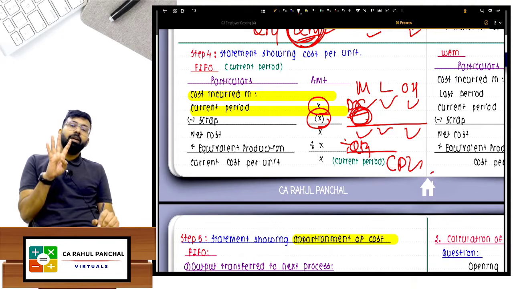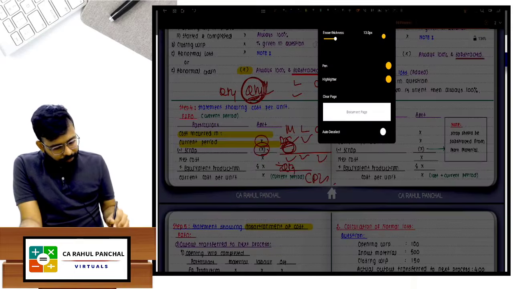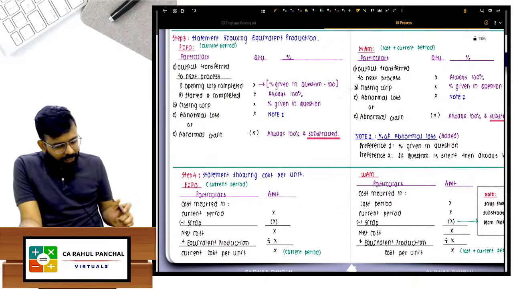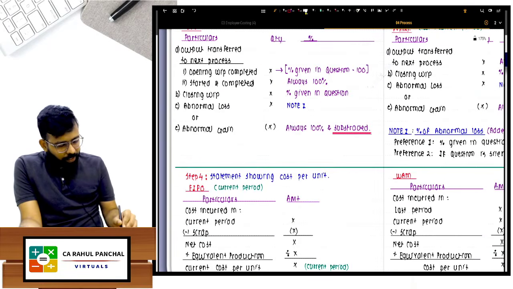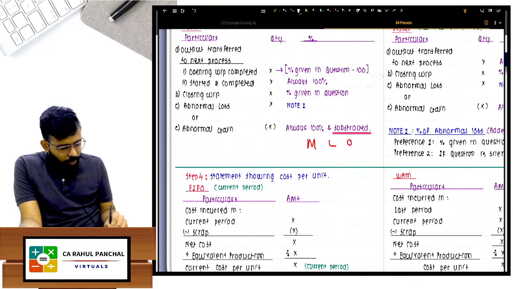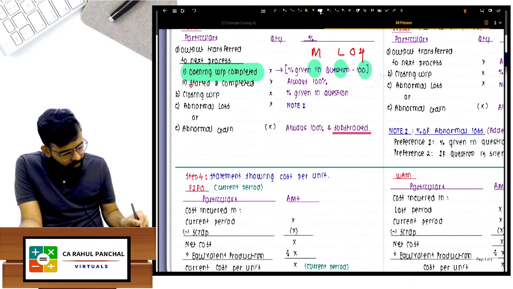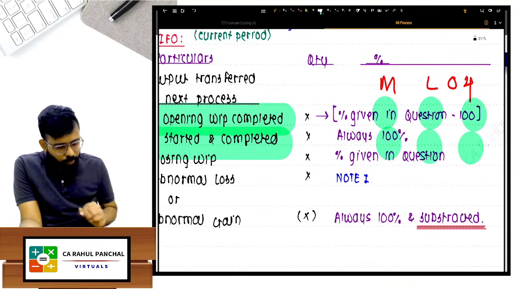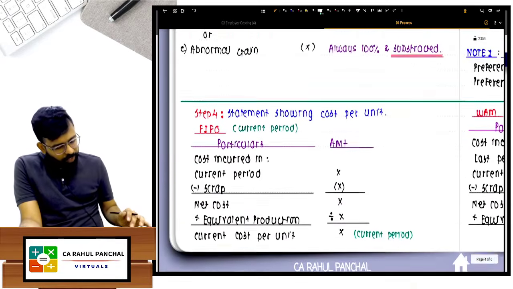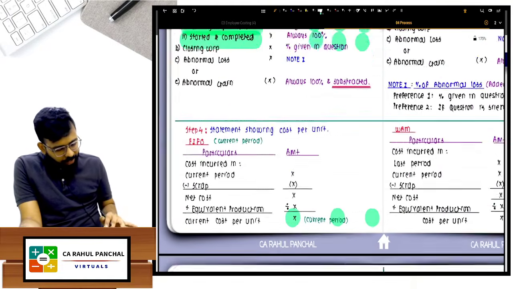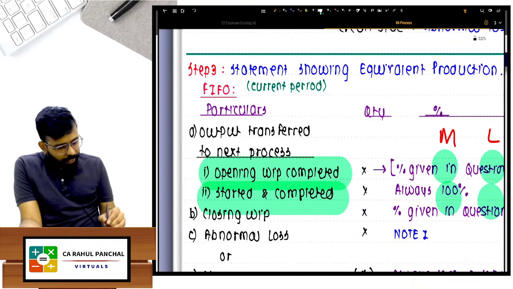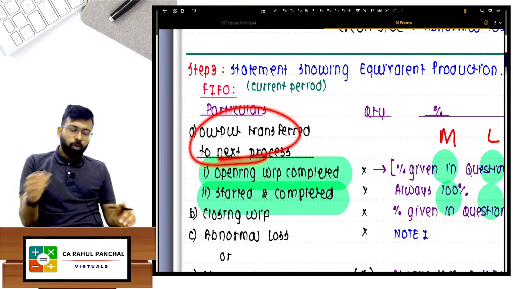CPU, how many decimals will you keep? 4. And then once you get this, what you just need to do is, for material, labor and overhead, this is the opening WIP work done, then started and completed work done, that you know, this much work has been done. So into 3 CPUs are there. So let us say I need to find the value of this output transferred to the next process.